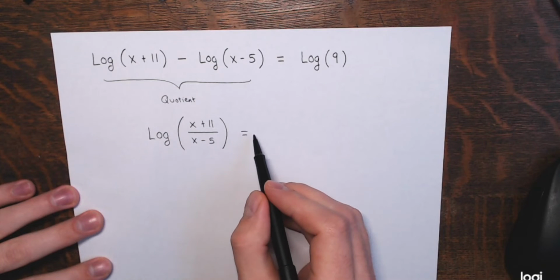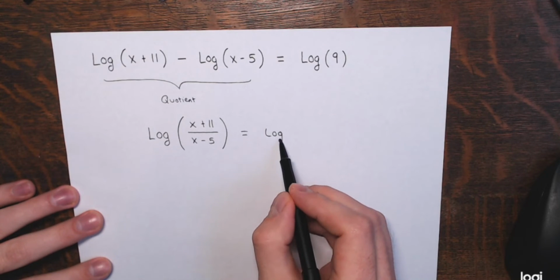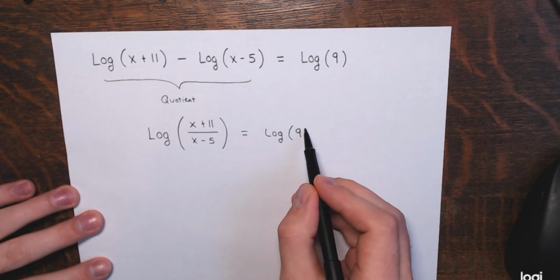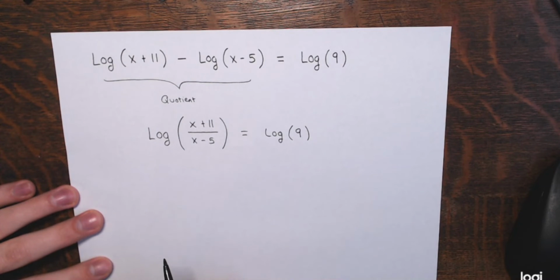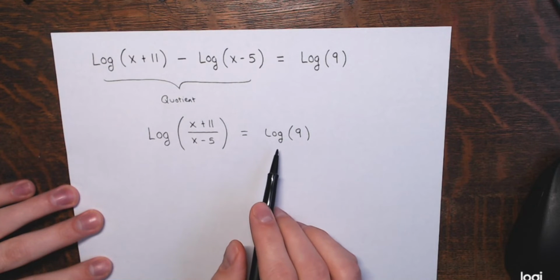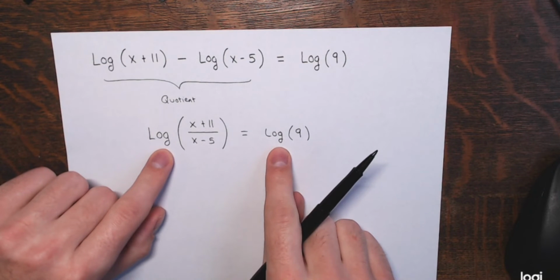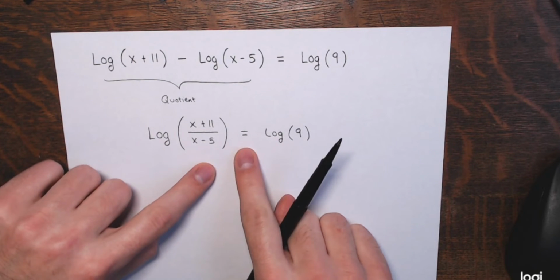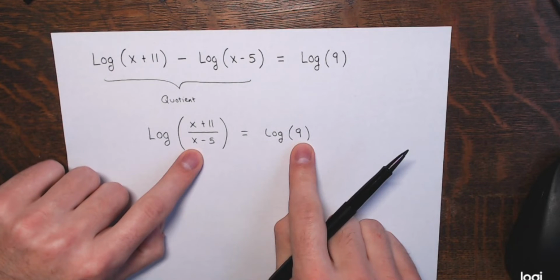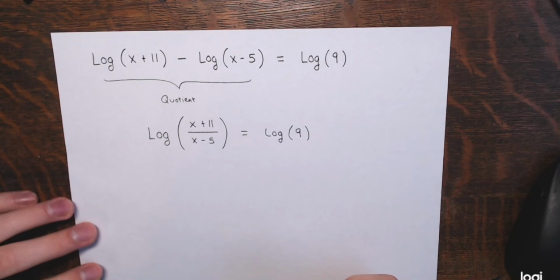Equals, and then the right side is already a single logarithm, right? It's just a log of 9. And now I have what I want if I'm to use the one-to-one property. The only way two logarithms base 10 are going to be equal to each other is if their inputs are the same, right? Because two different inputs can't give me the same output.